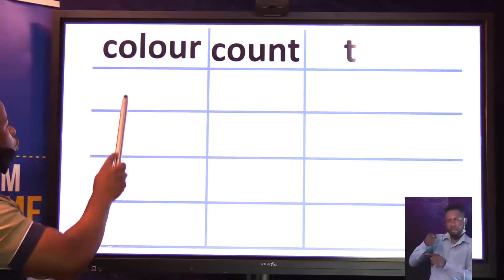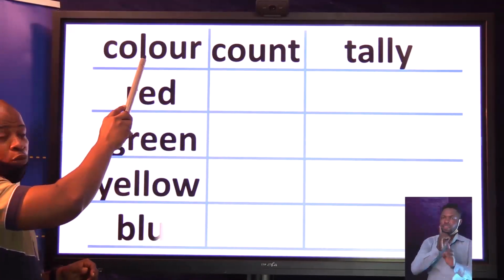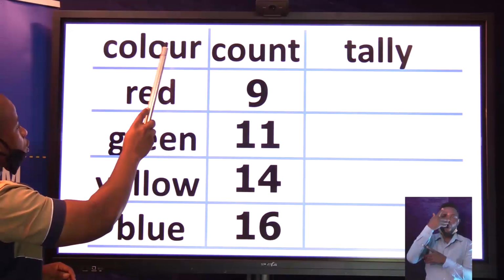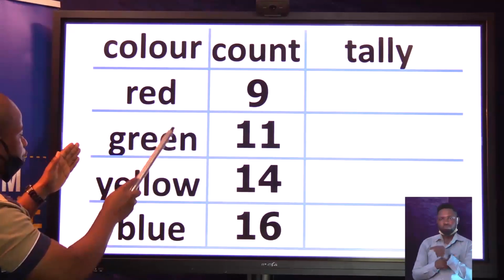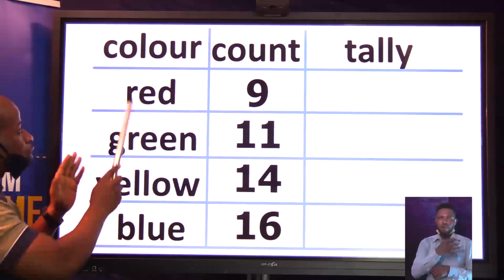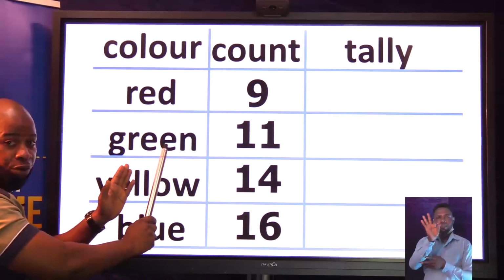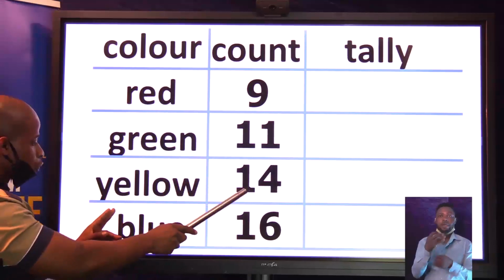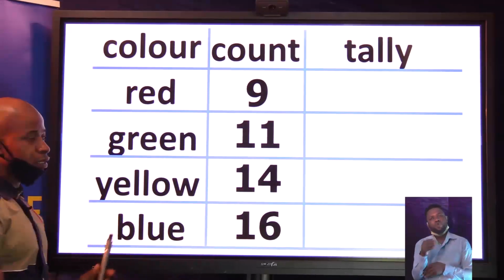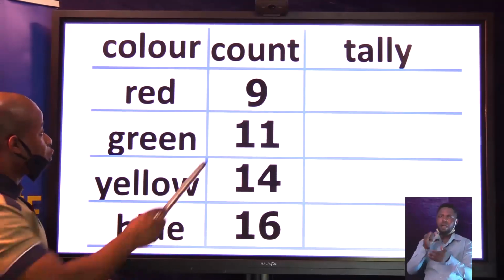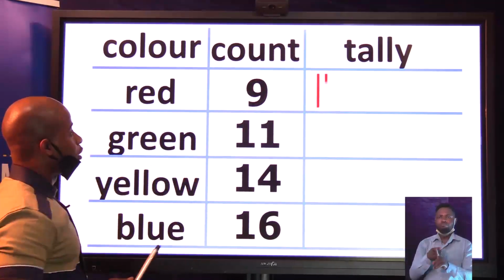Now, you're going to put the data you want to work with. That's the color of balls. And in this case, we're working with red, green, yellow, and blue. Now, how many red balls are there? 9. How many green balls? 11. How many yellow balls? 14. How many blue balls? 16. Now, about that tally, you start ticking off for the red balls.